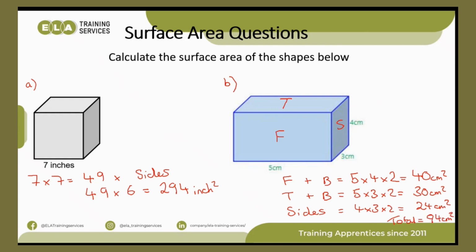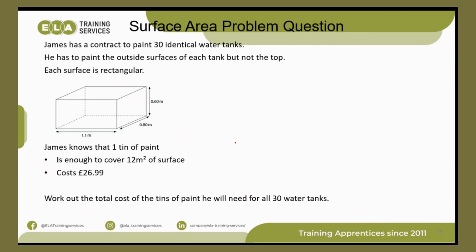Fantastic, well done. Okay, now we're going to deal with a surface area problem question. So James has a contract to paint 30 identical water tanks. He has to paint the outside surfaces of each tank, but not the top. Each surface is rectangular. He knows that 1 tin of paint is enough to cover 12 metres of surface and cost £26.99. Work out the total cost of the tins of paint he will need for all 30 water tanks.